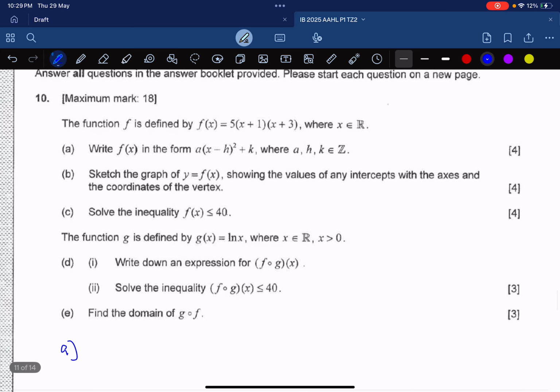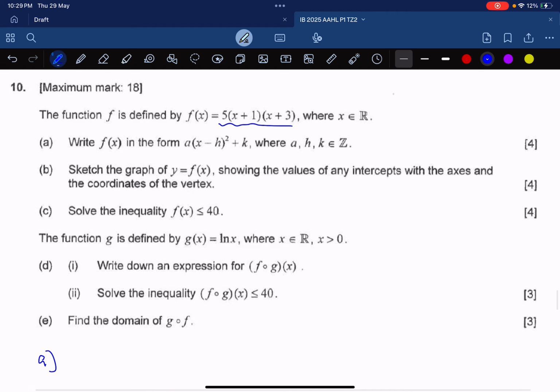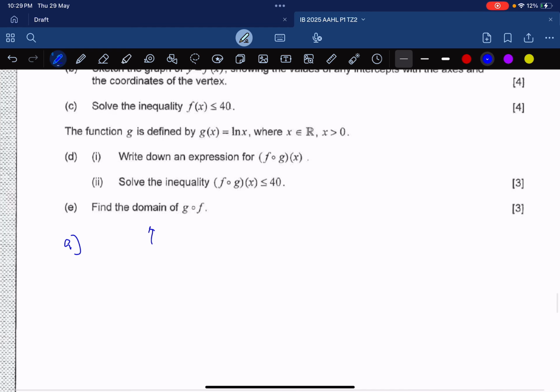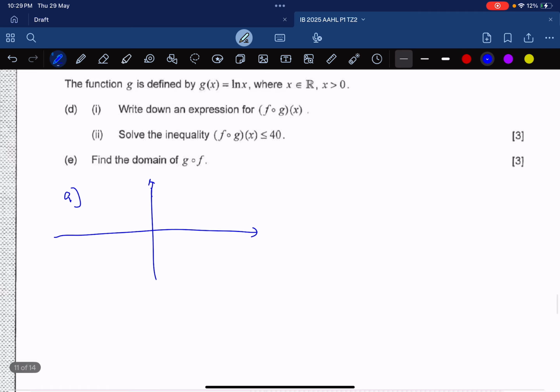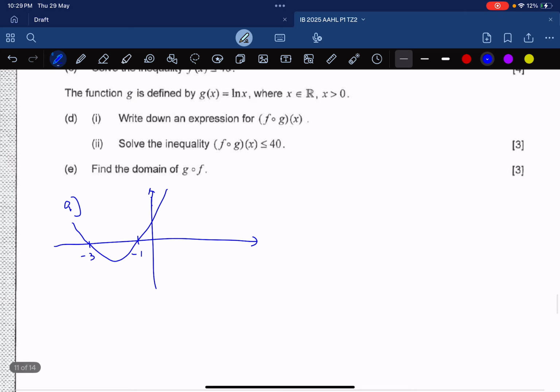Function f is defined by a quadratic. Write f in this form. First of all, this is a factorized form, so we need to write it as a vertex form. We can sketch it out if we wish: 5(x + 1)(x + 3). The roots are -1 and -3, so it looks something like this. The vertex will be somewhere here, which is the midpoint of the roots, which I think is -2.